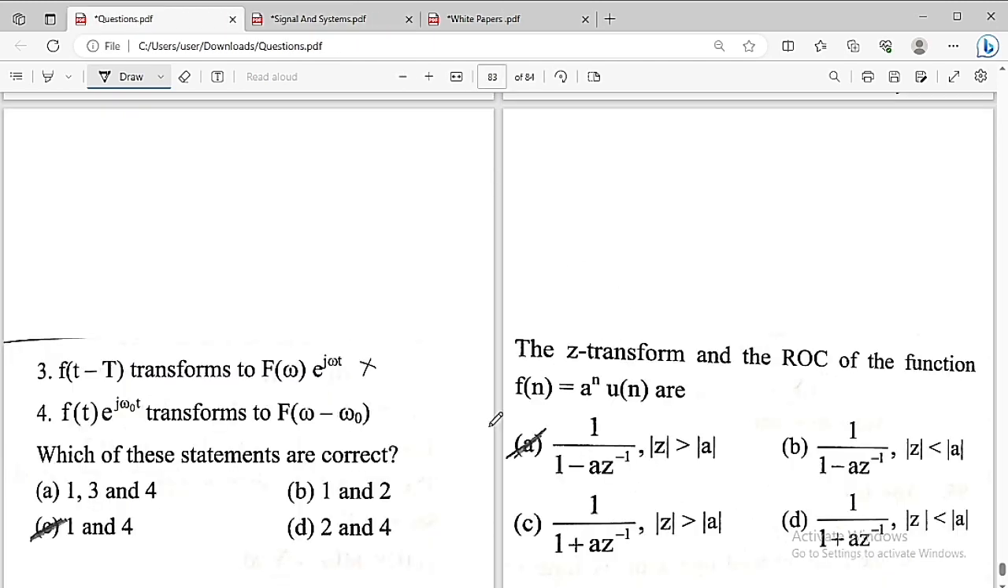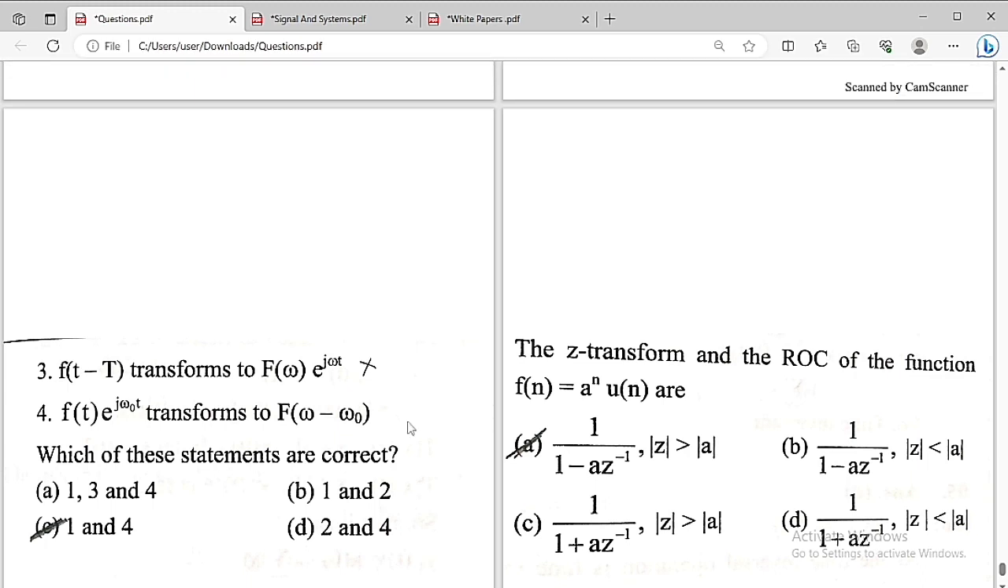So what is that? Here they have given f of t into e to the power of j omega naught t transforms to F of omega minus omega naught. Here plus means here minus, so it is correct only. So this is the correct statement. So this is the correct statement.